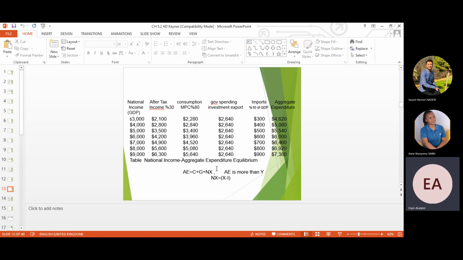It goes like this: 5,080, 5,540, 6,000, 6,460, 6,920, and 7,318. We will also exercise this, and you will understand better. As you see, aggregate expenditure here is C plus I plus G plus NX. You will calculate it. Aggregate expenditure, as you see, is more than Y, which is output and national income, and net export is the export minus import, which is given here.